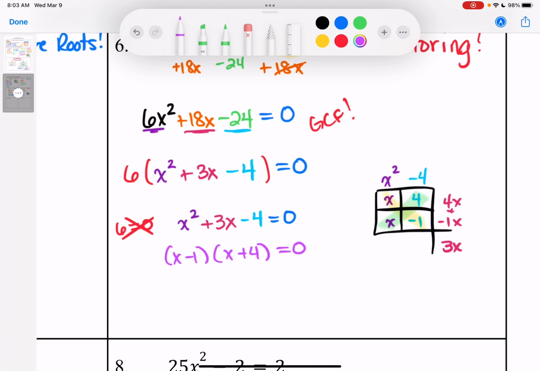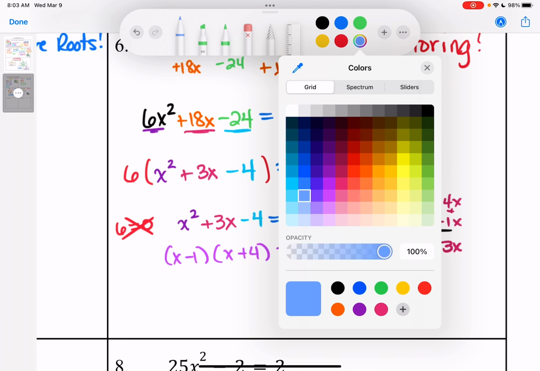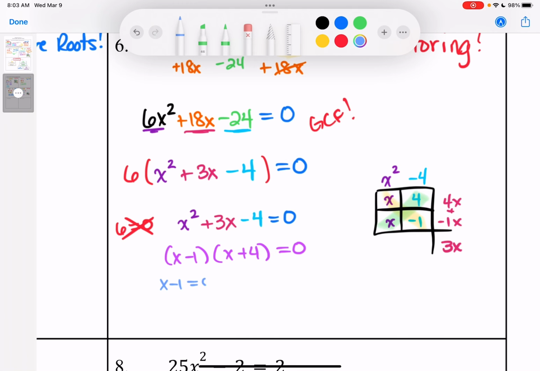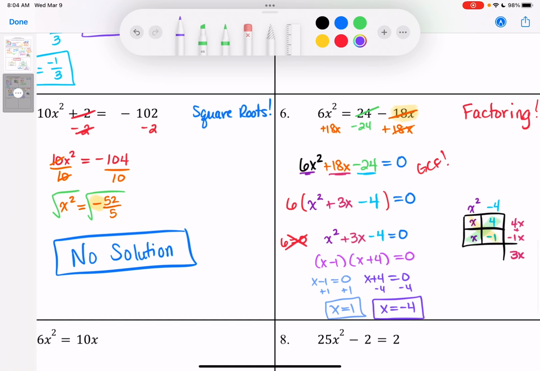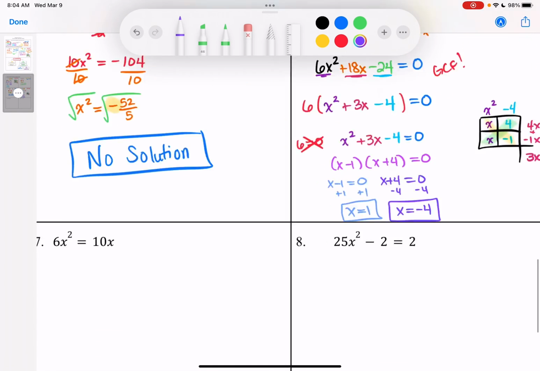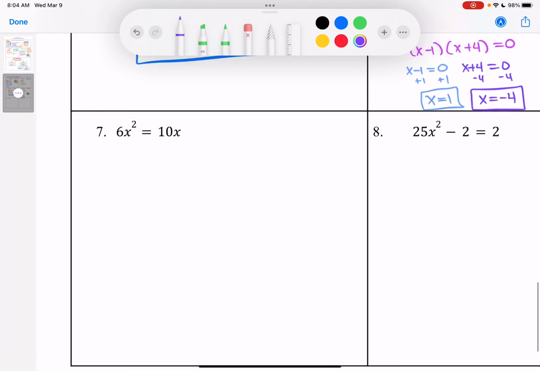And bring down my equals 0, right? Now I make my two little mini equations here. First one is x minus 1 equals 0, add 1 to both sides, so I get x equals 1. And then I have my second little mini equation, x plus 4 equals 0. I subtract 4 from both sides, and I get x equals negative 4. All right, so again, those factoring ones take a little bit longer, right? But we got to do it whenever there's that plain x term. All right, I got 2 left for you, and that's it.